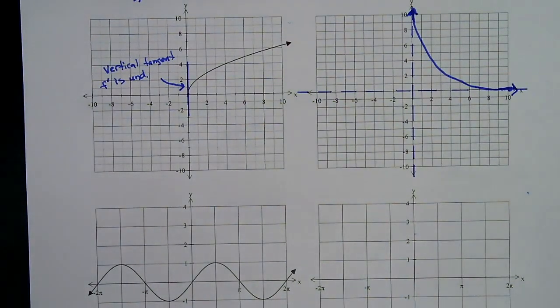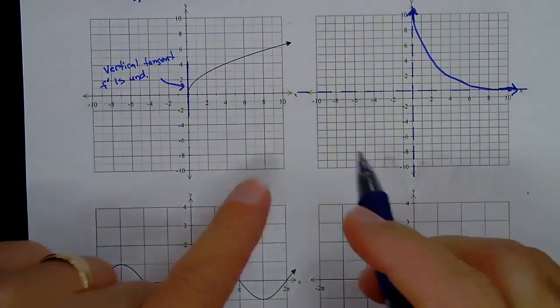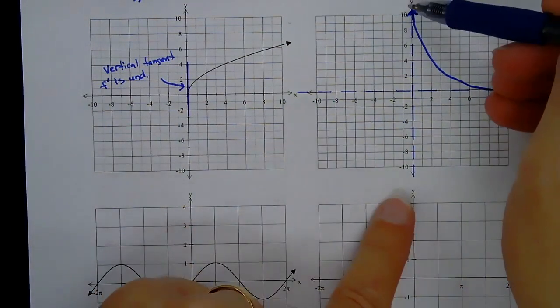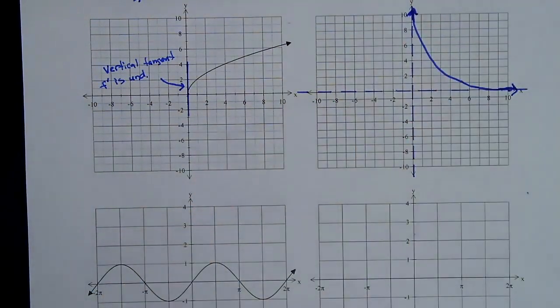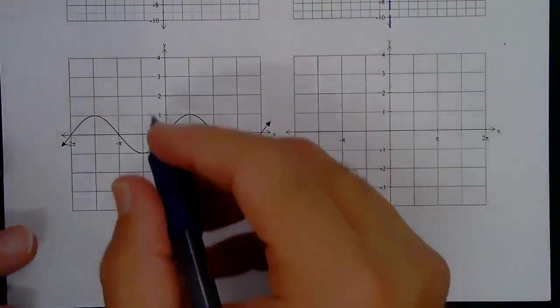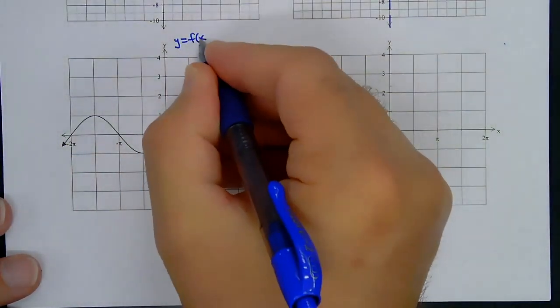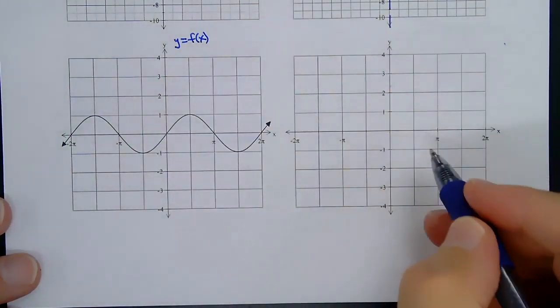Okay. So again, use your graph paper just to make a grid, -10 by 10 and -10 by 10, whichever one I give you, make it the same size. And once again, all of these on the left side are the function, like y equals f of x or y equals g of x.